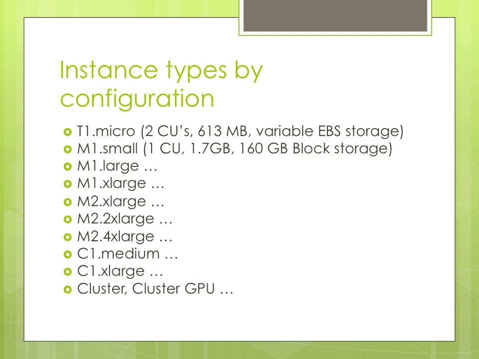So what are these different types of instances based on how big the machine is, how big the computer or your server is? A t1.micro can give you 2 ECUs, or elastic compute units, basically the processor. How much processor? 2 processor units with 600 megs of RAM and variable EBS storage.